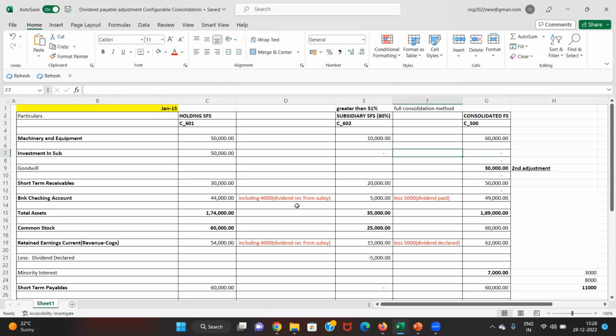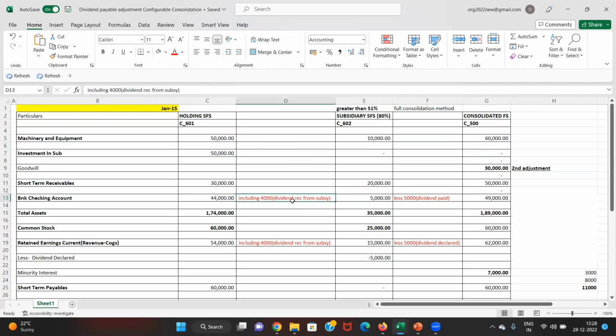So in our case, we have a machinery of 50,000 for holding and a 10,000 machinery for subsidiary. We have an investment which is 50,000. This is the investment amount of 50,000 which the holding has in the subsidiary. Then we have short-term receivables of 30,000 in the holding, 20,000 in the subsidiary. Then we have a 44,000 bank balance in the holding.